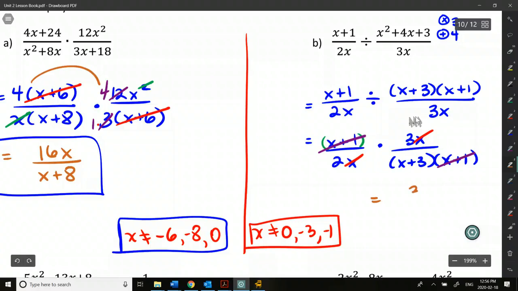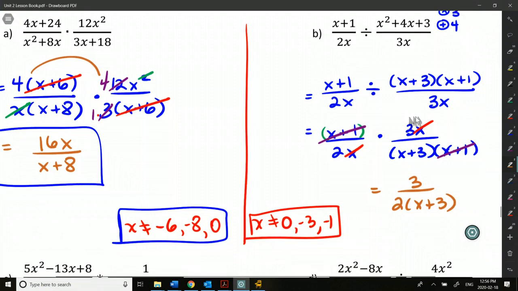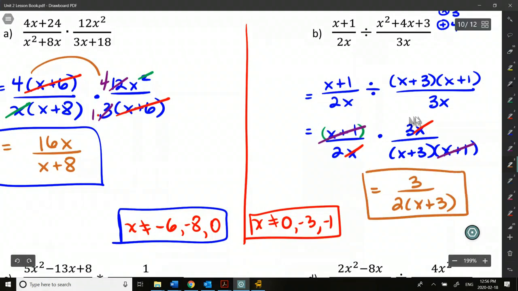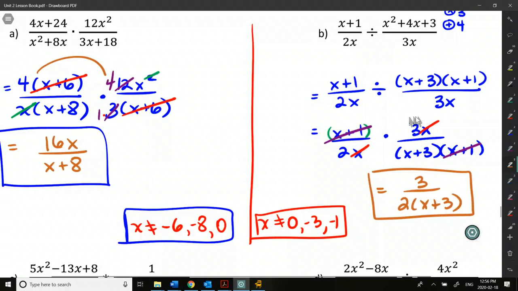Well, we have 3 on top, and then we have 2x plus 3 on the bottom. Okay, again, factored form is simplest form, so leave it common factored. You don't need to bring the 2 inside the bracket. Okay, keep it common factored, keep it fully factored. That's simplest.